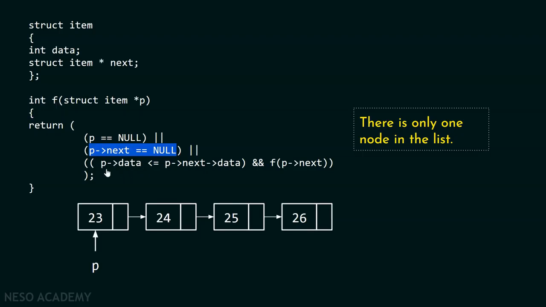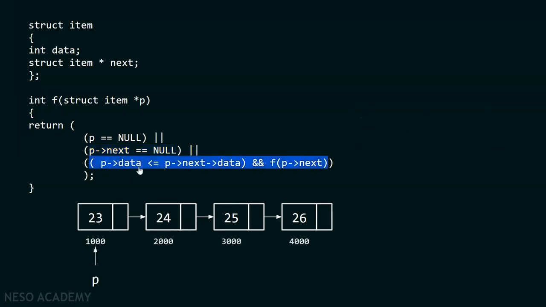Okay? Now here comes this third line of code. P data less than or equal to P next data. This is the first part, and f of P next. Now this is interesting, let me tell you. If this is the only line of code we have, then it is easy to find out the answer for this particular question. But we are also calling the f function here. Now this makes this code a little bit complicated, right?